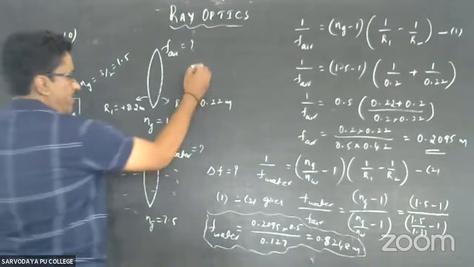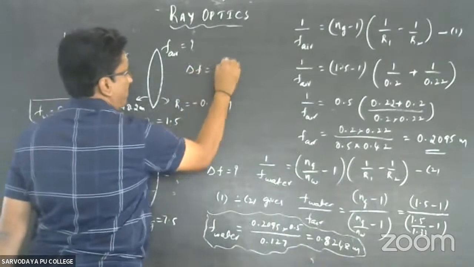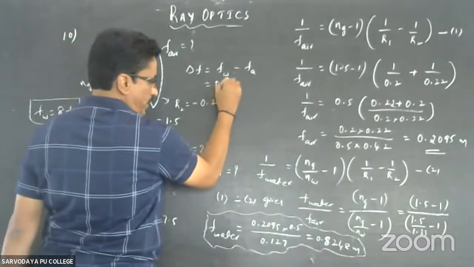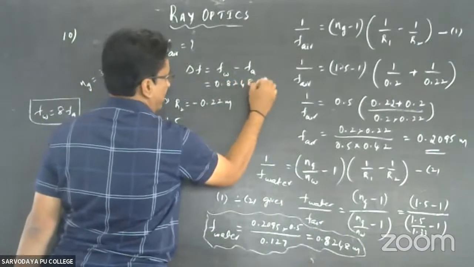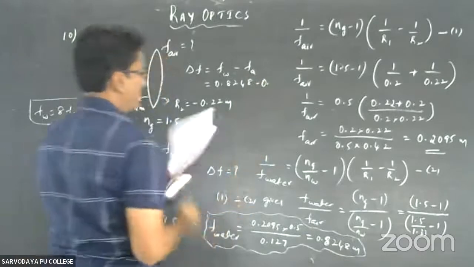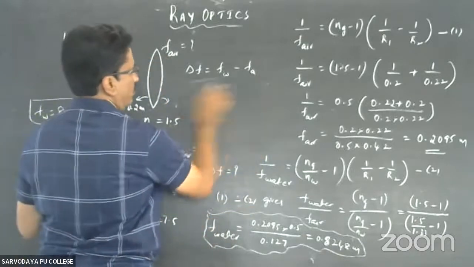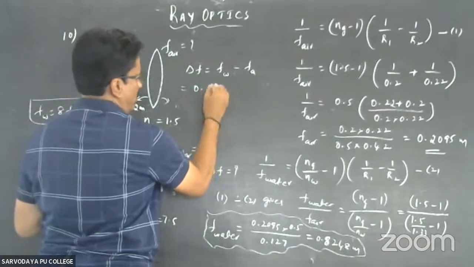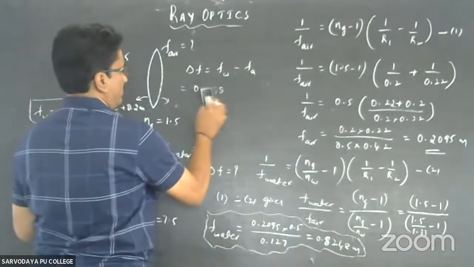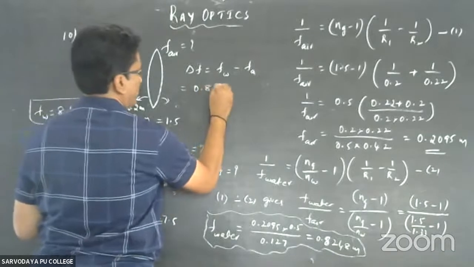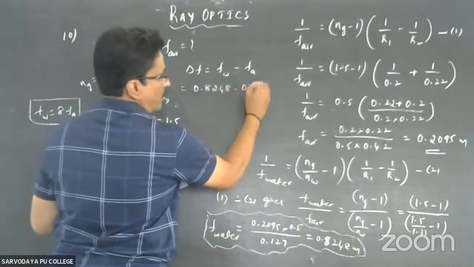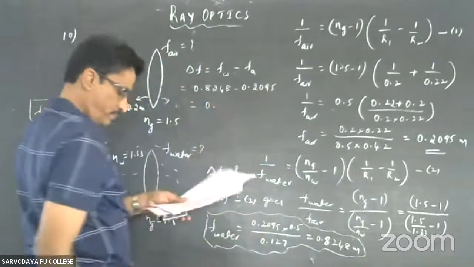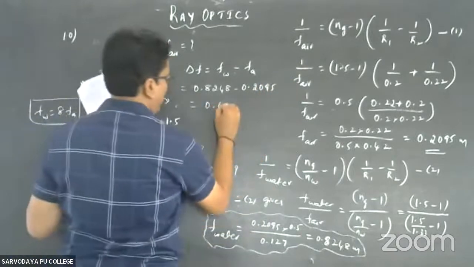And in fact, delta F is equal to F in water minus F in air. That is 0.8248 minus 0.2095, which is 0.6152.